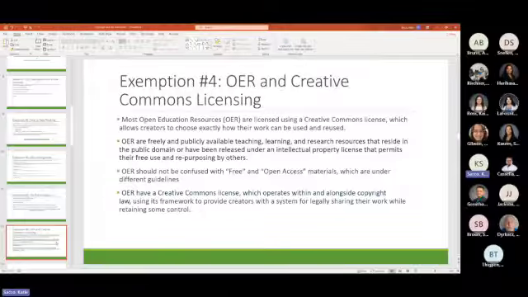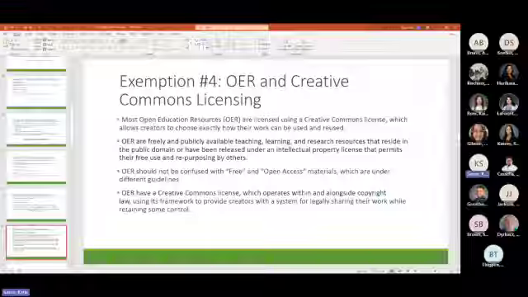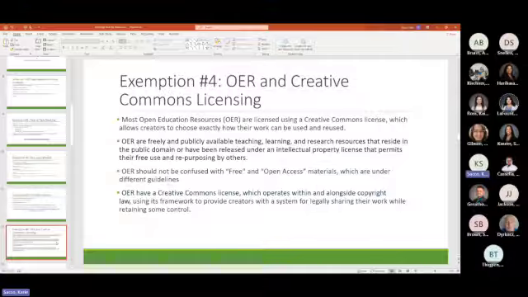OER is not the same as what they call free or open access materials. Those are under different restrictions, and that requires a whole other conversation. I talked about free and open access forever. But with a Creative Commons license, it exists alongside copyright law and uses its framework to provide creators with a system for legally sharing their work while retaining some control.